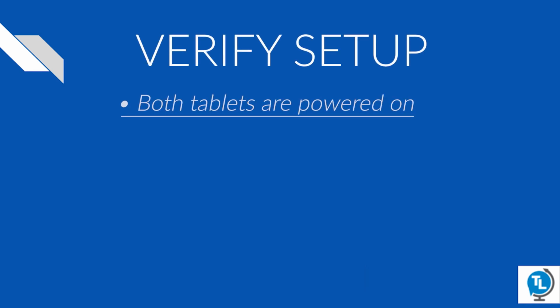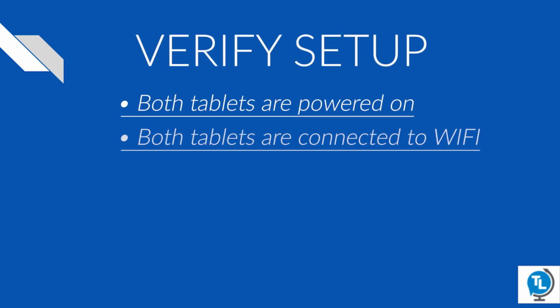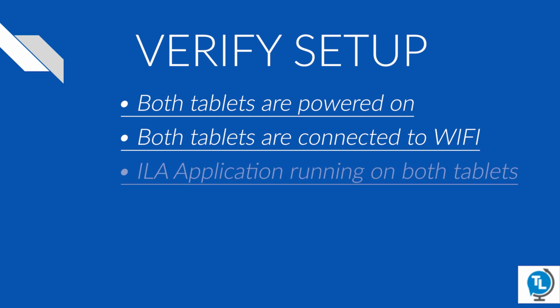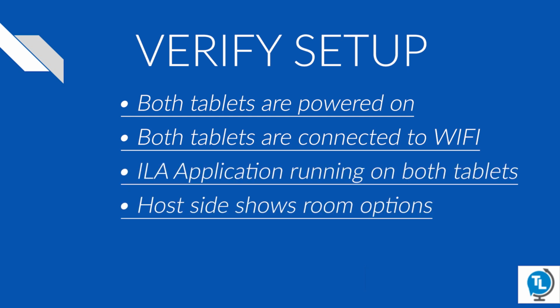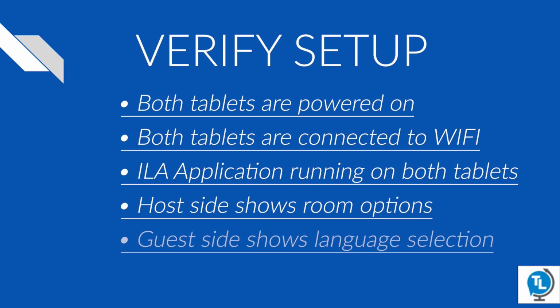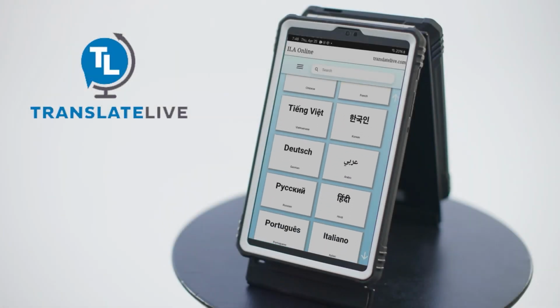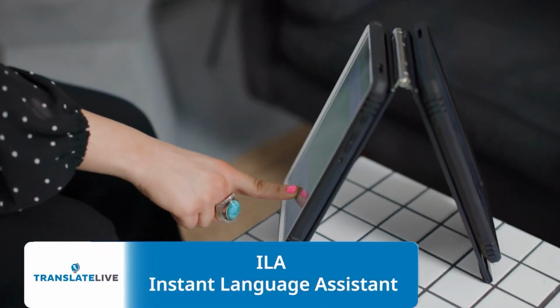Let's quickly verify your setup is complete. Both tablets are powered on, both tablets are connected to Wi-Fi, the ILA application is running on both devices, host side shows room options, guest side shows language selection. Congratulations! Your ILA device is now set up and ready for translation sessions.